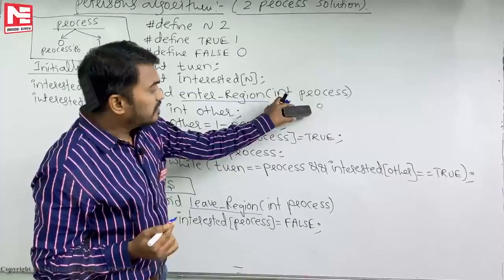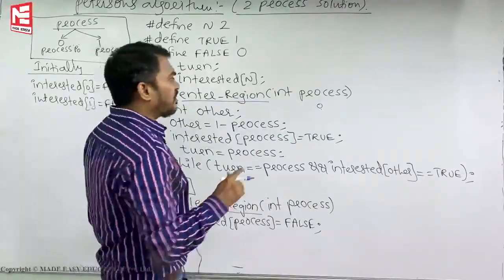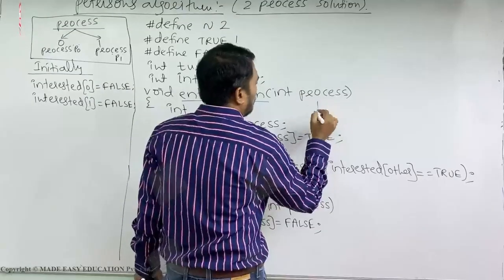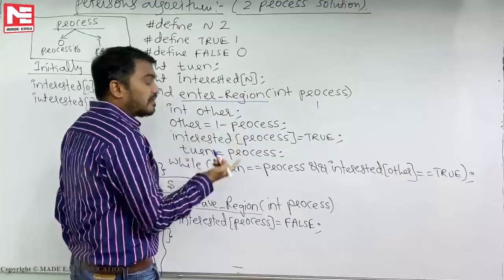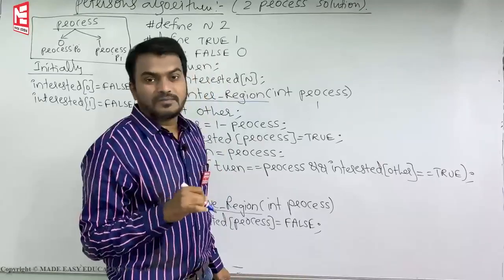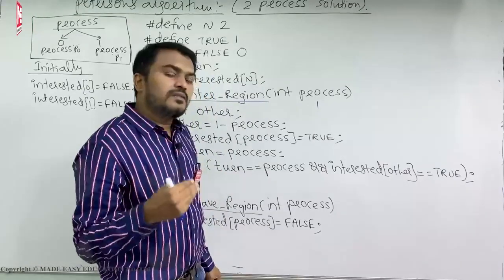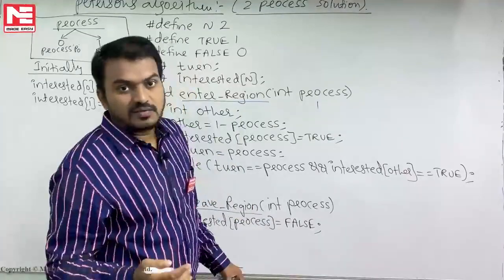Okay, for the process P0, the other will be what? Process P1. Now if you take the process value as 1 here, tell me, what does the other become? Other becomes 1 minus 1, that is 0. So for the process P1, the other will be 0. So for P0, the other is P1, and for P1, what will the other be? P0. Understood?